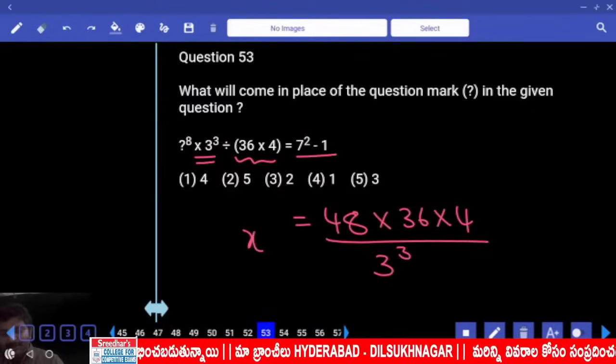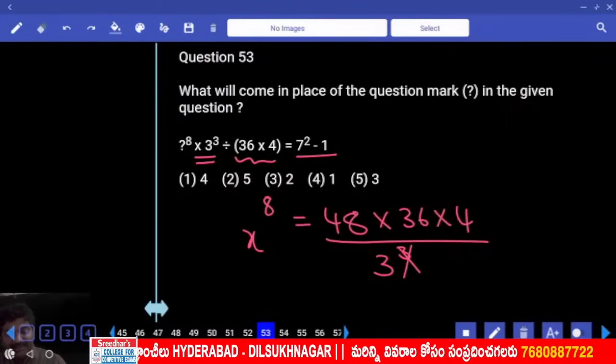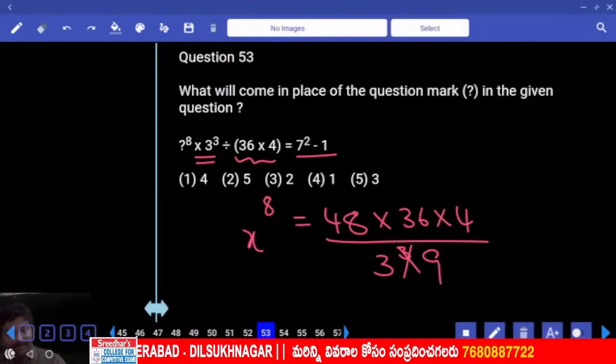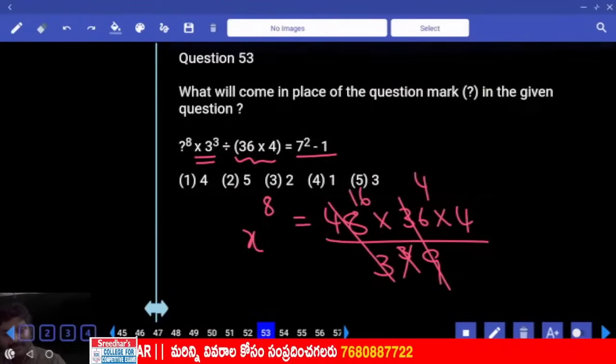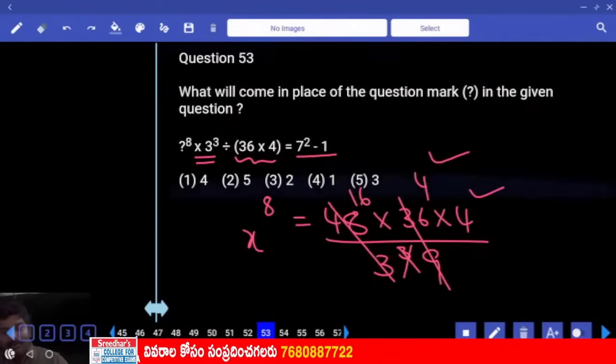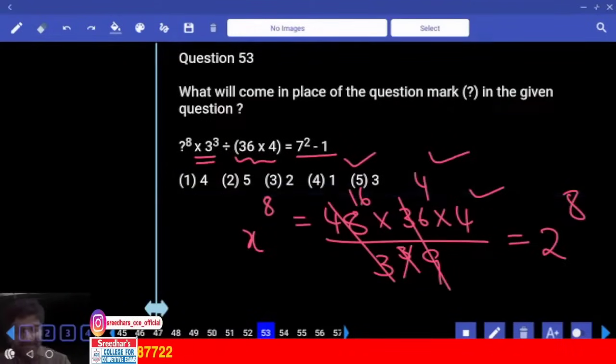And it is x to the power of 8, correct? Now 3 cube, can I write it as 3 into 3 square? 9, 3. So 4 square, that is 4 power 4. But that can be written as 2 to the power of 8. X is equal to 2.